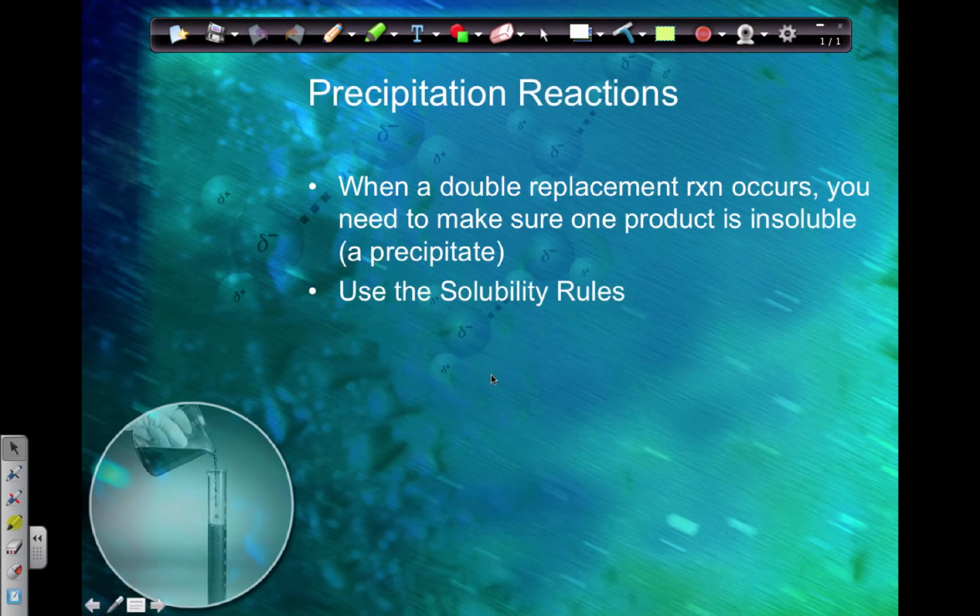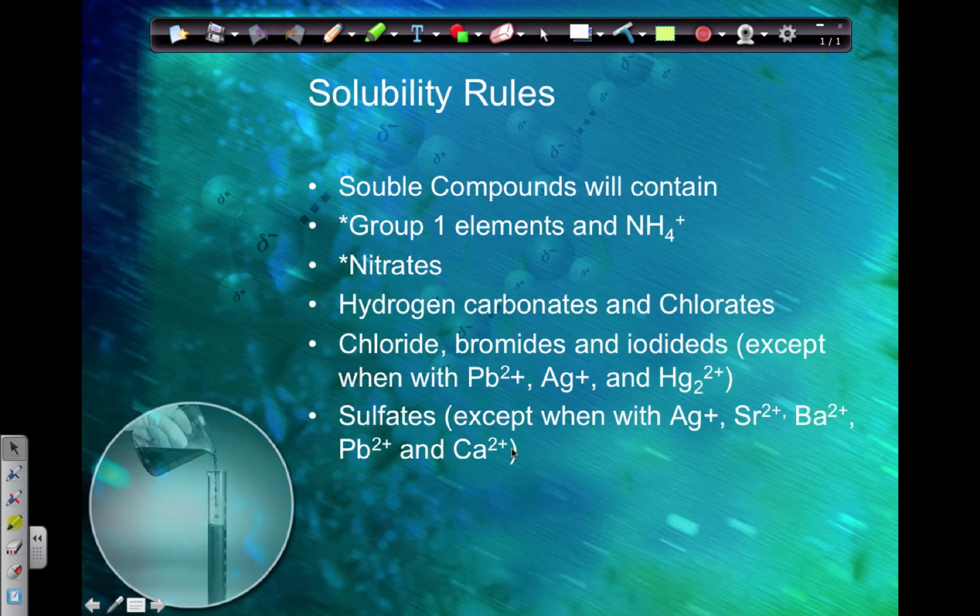All right, so when you have a precipitation reaction, which is a double replacement reaction, you need to make sure that one product is insoluble, which is a precipitate. So you're going to use the solubility rules. Here are our solubility rules for soluble compounds. The ones with stars are the ones that you have to know. Everything else will be told to you somehow.